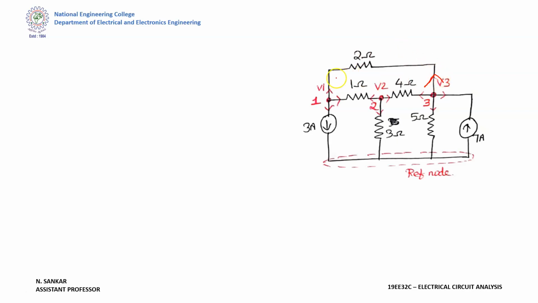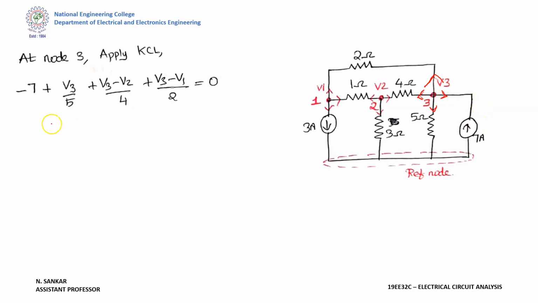So V3 minus V1 divided by 2, and for here it is V3 minus V2 divided by 4, and for here it will be V3 divided by 5, and for here it is 4 ampere, but the arrow marker is in the opposite direction, that's why minus 4 ampere. Okay. So if you apply the KCL, it will be like this. Sorry, 7 ampere it is. So minus 7 ampere. So V3 by 5 this one, and V3 minus V2 by 4 this one, and V3 minus V1 by 2.